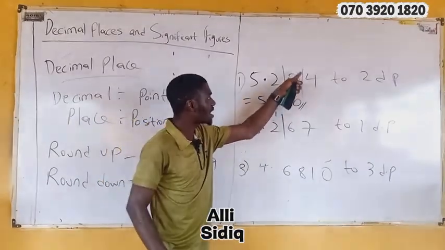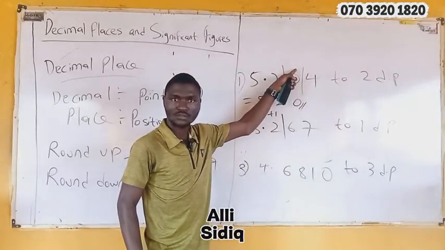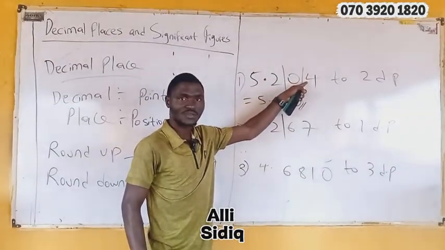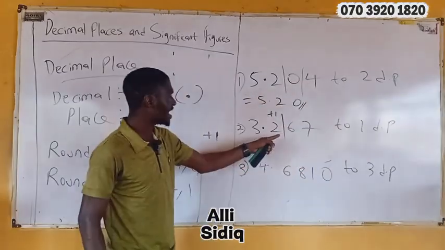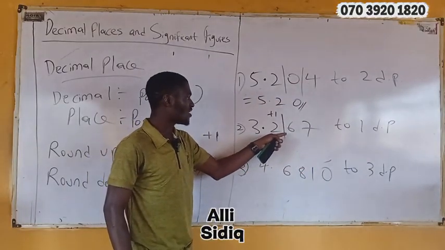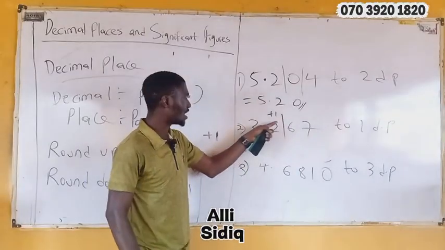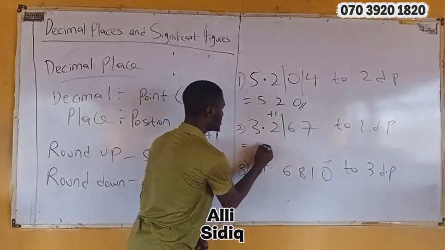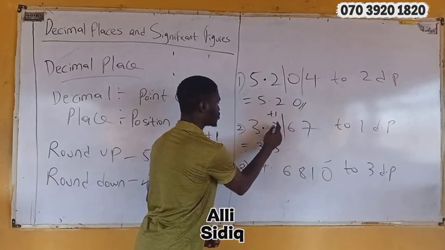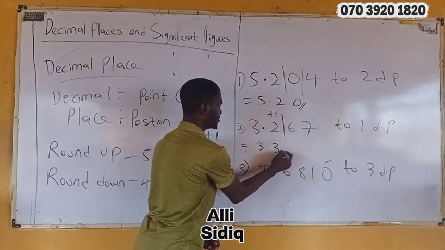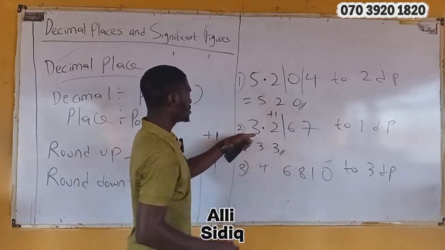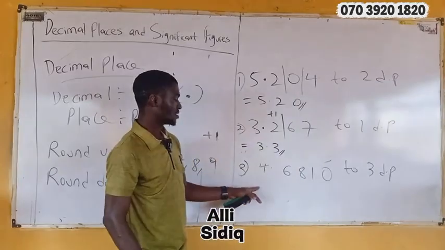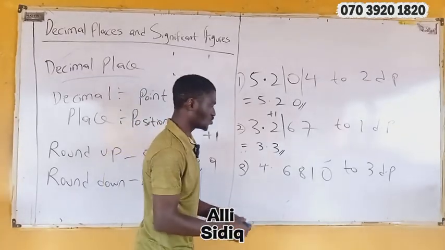In the previous example, I could not add +1 because I had less than 5, which is 4. Now that I have more than 4, which is 6, I'm going to add +1 to the other side of my boundary. So the 2 becomes 3, giving 3.3. That means this particular figure to 1 decimal place is 3.3. Now let me try this for you again, still the same approach.